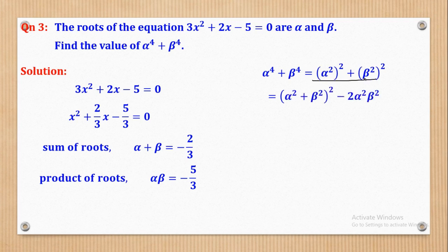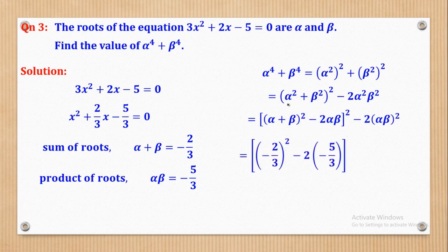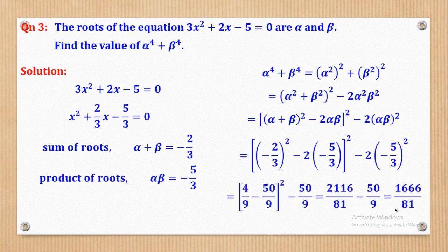Therefore, this one now will give us this if we compare. But also, this one still has a square, so we also simplify to come up with this. Therefore, now we can substitute because we now have sum and product. So, sum is that. Product is that. So next is now to use a calculator and come up with that value.